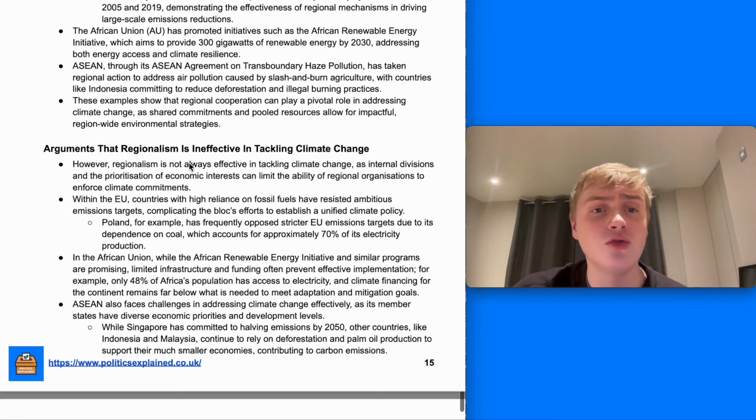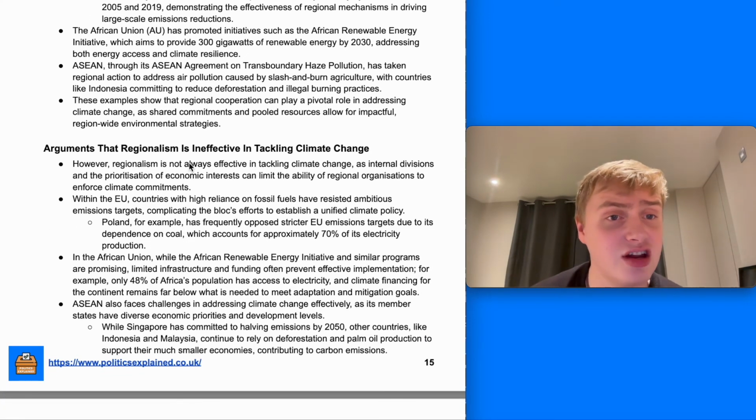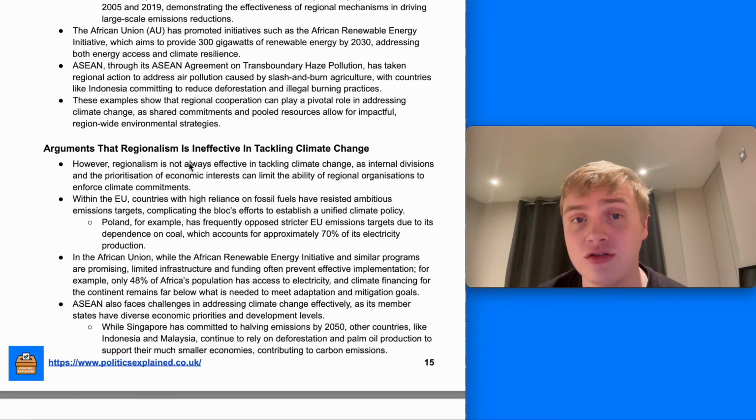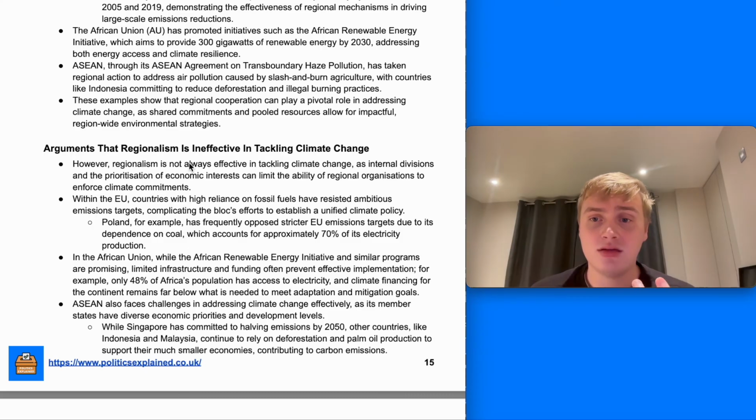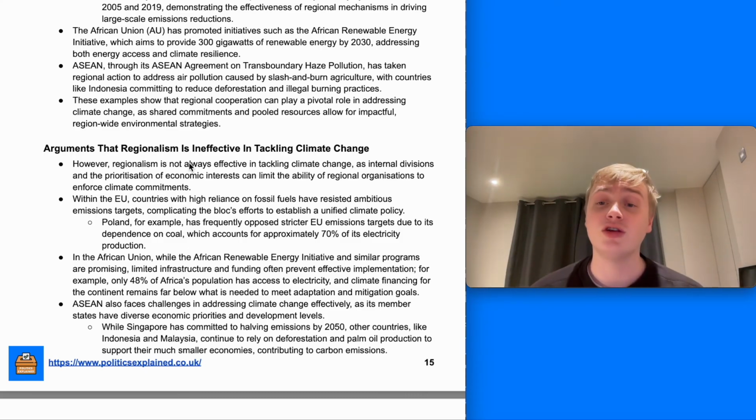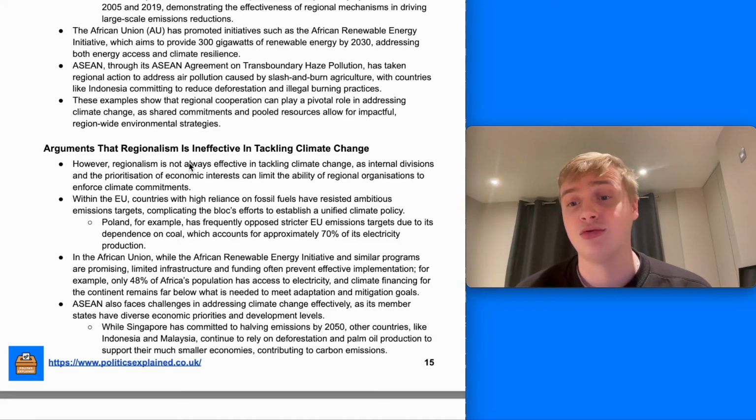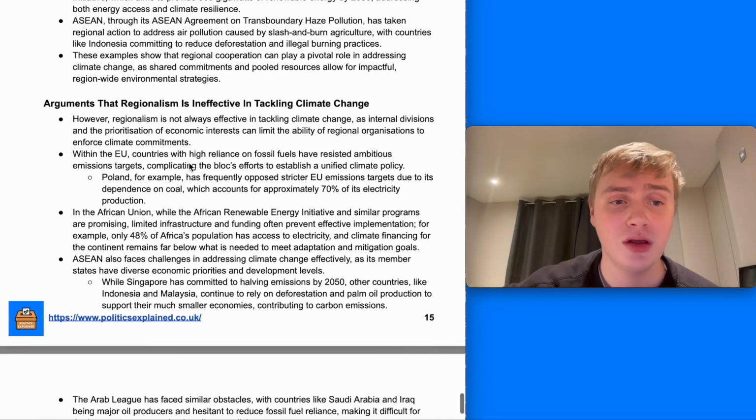The African Union's also promoted initiatives such as the African Renewable Energy Initiative, seeking to provide 300 gigawatts of renewable energy by 2030. Whilst both ASEAN and the African Union have also promoted climate financing and climate support from developed nations to developing states through their role in international organisations.